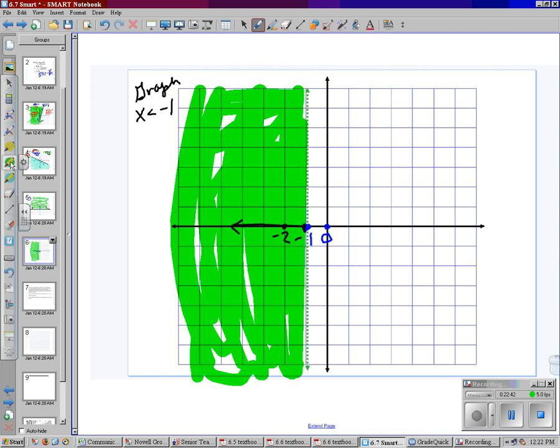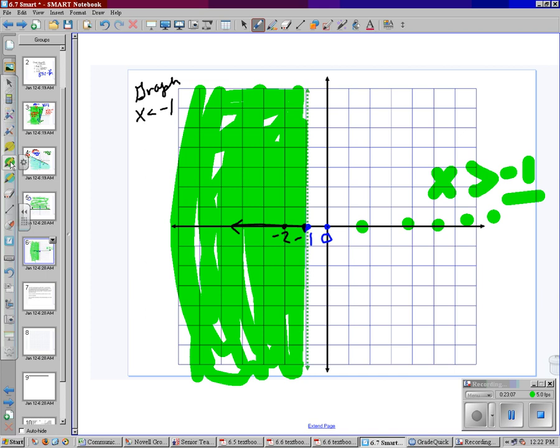Oh, so it's less than, so it goes left. Exactly. If it were greater than, it would have to go to the right. If I wanted my X's to get bigger and bigger and bigger, I'd be going this direction. This would be X greater than -1 in this case. Questions there?